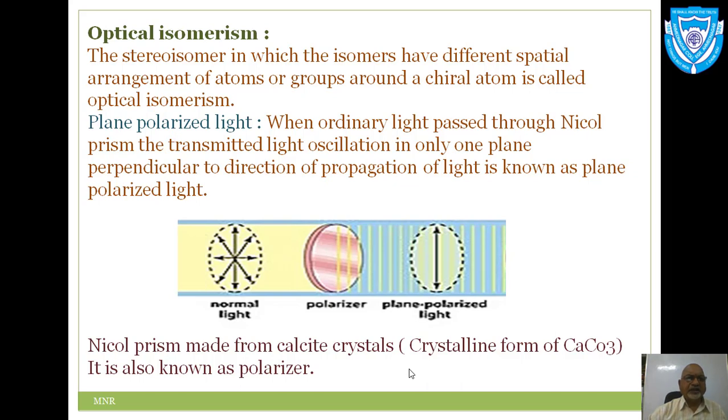But in optical isomerism, it is related to the arrangements of different atoms or groups in space. That's why they've used the word spatial, in space. Arrangements of atoms or groups around a chiral carbon atom is called optical isomerism.